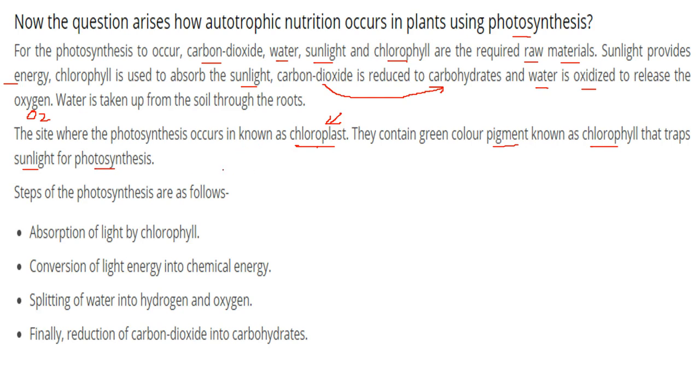So in all, what are the steps of photosynthesis? First is absorption of light by the chlorophyll, then conversion of this light energy into chemical energy, then splitting of water into hydrogen and oxygen, and finally the reduction of CO2 to carbohydrates, which is the food.